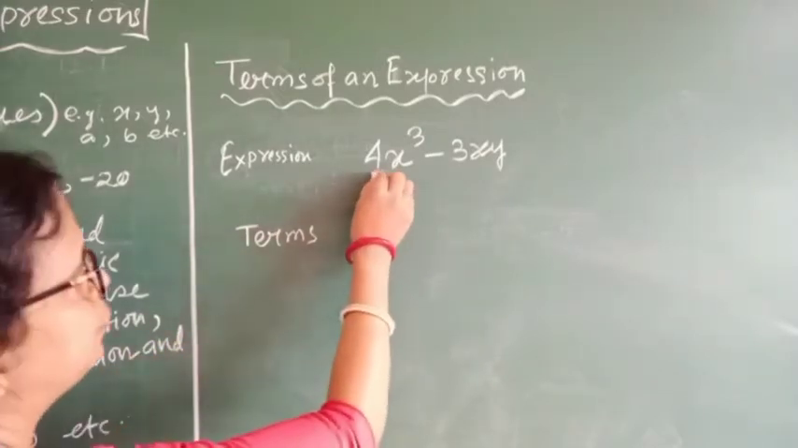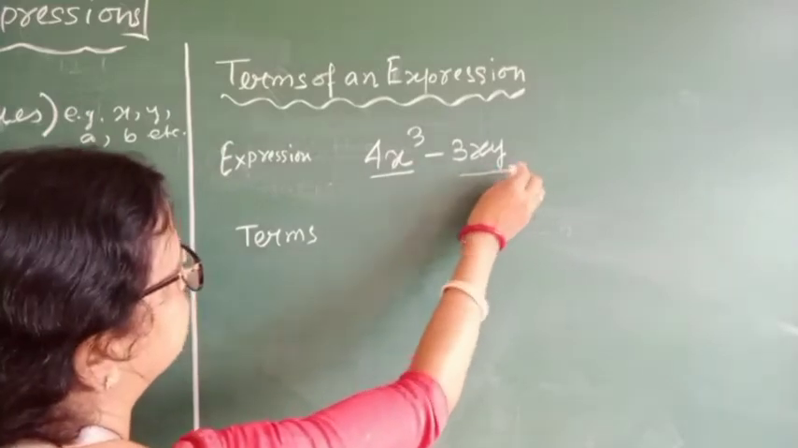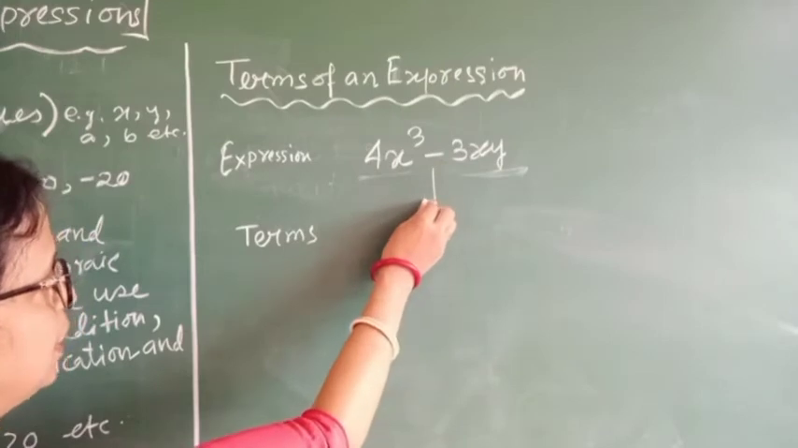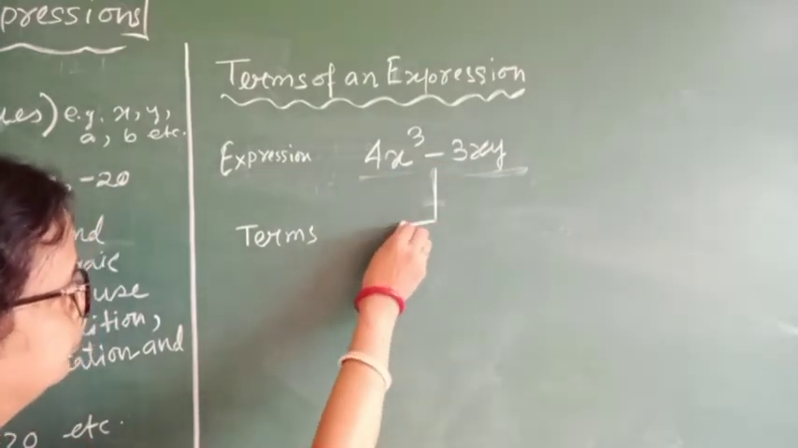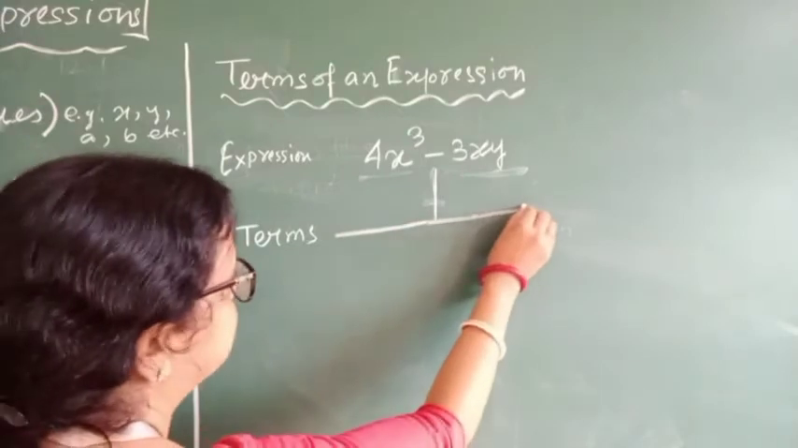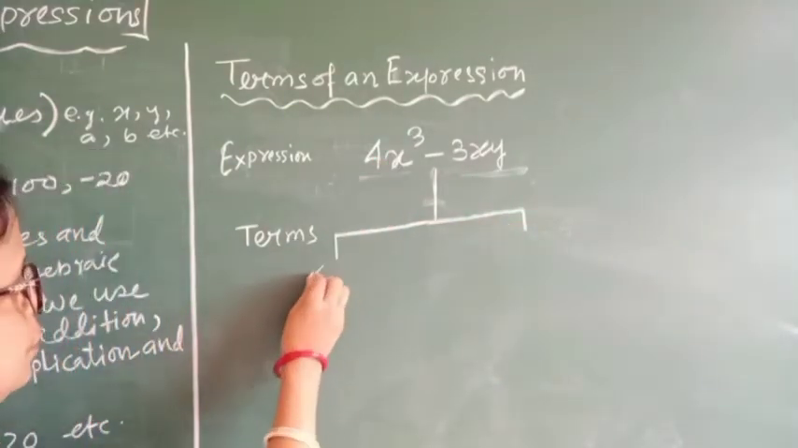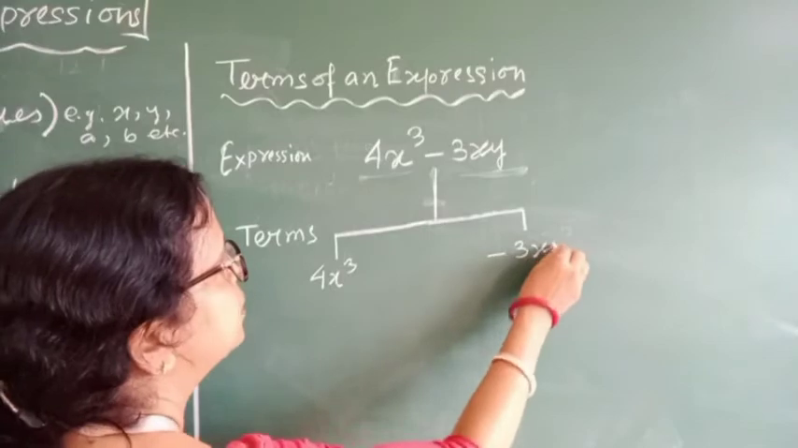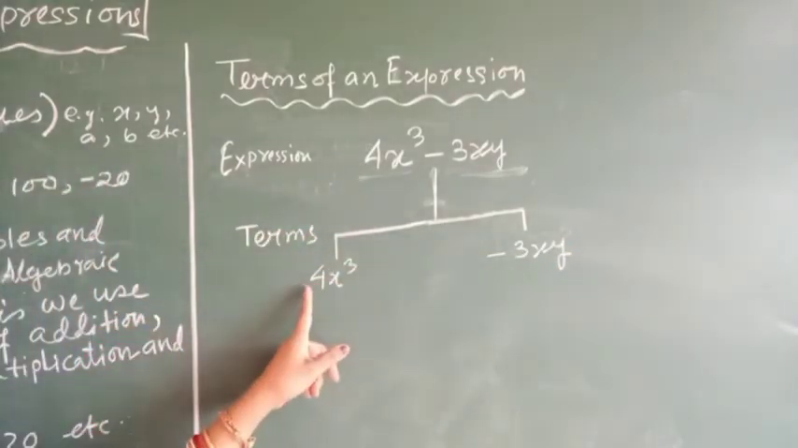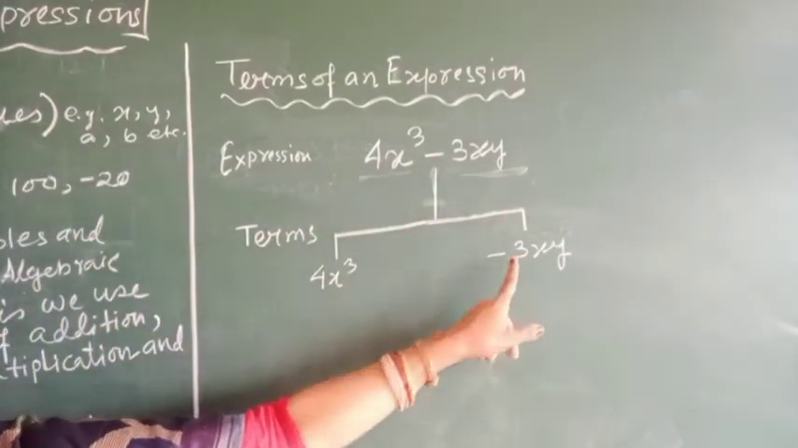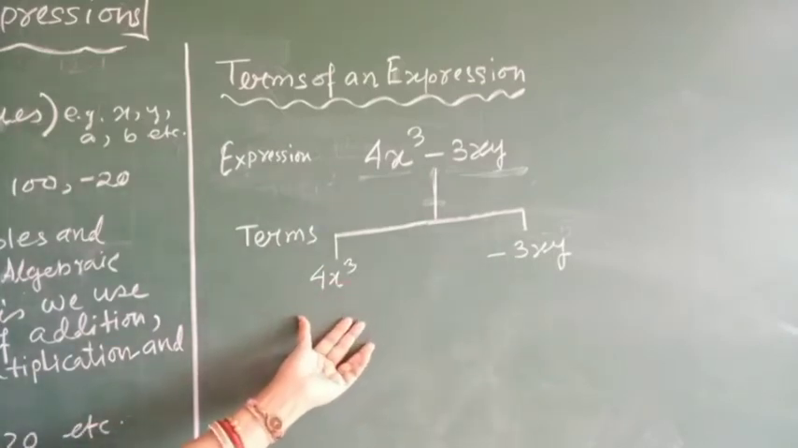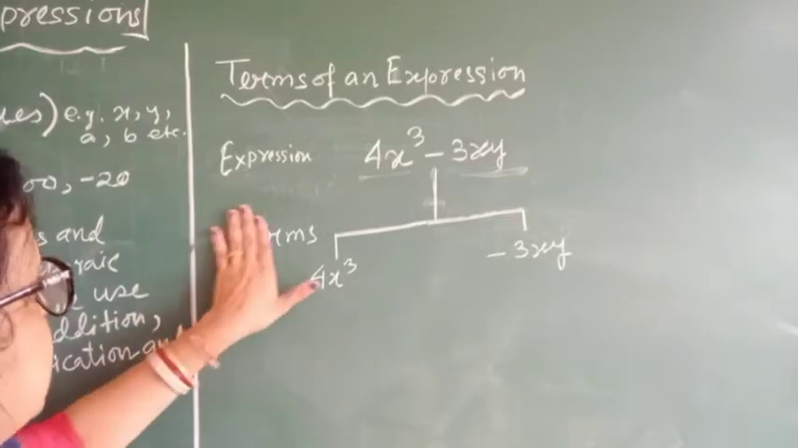How many terms can you find? Here is one term and here is another term. Two terms, so it is a binomial. Now the terms are: one term is 4x cube, and another is minus 3xy. Before 4 there is a plus, so plus 4x cube minus 3xy. After that, we have to separate it into its factors. How? These are the two terms here.